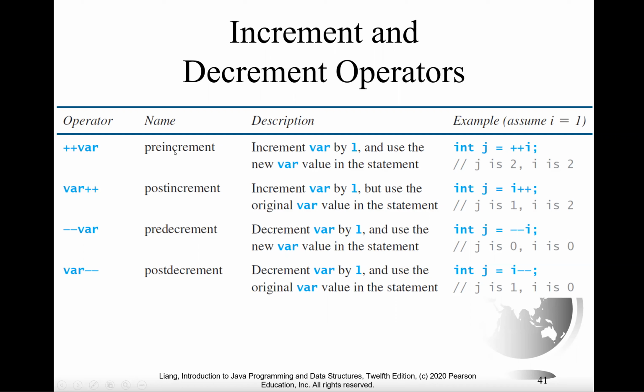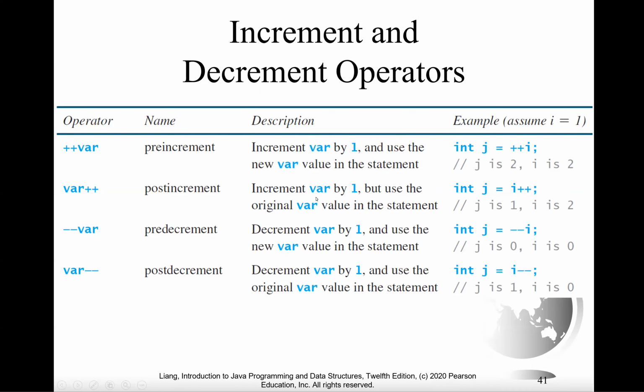The difference between the pre-increment and post-increment is that for the pre-increment, the variable is incremented by 1, and the new value in the variable is used in the statement. For example, assume i is 1, and you assign ++i to j. First you increment i by 1, now i becomes 2. So the new value of i is assigned to j.